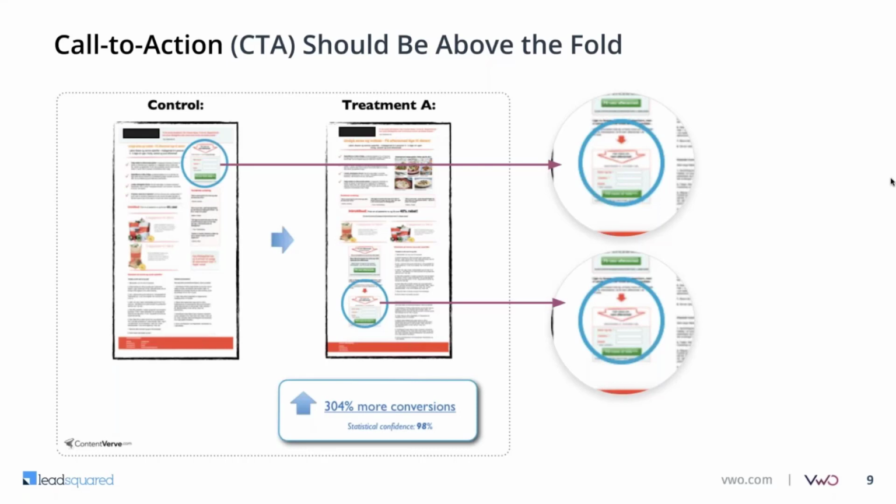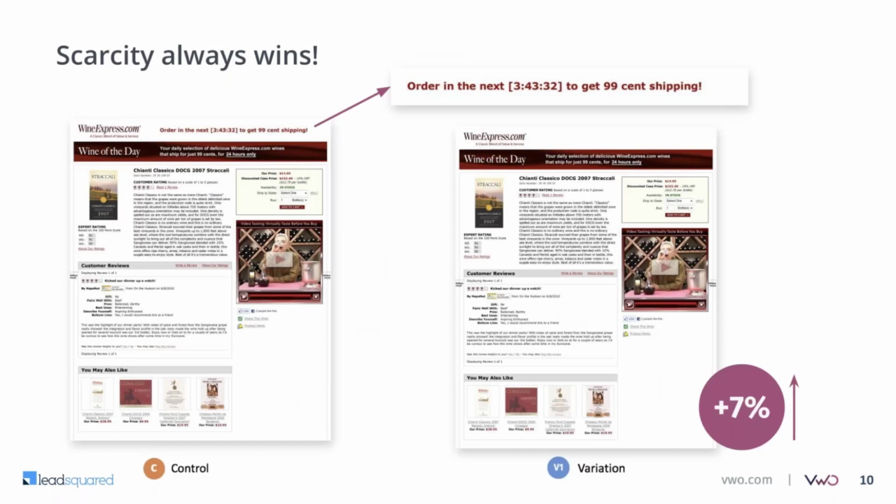All of us know that it's very important to create a fear of missing out, and we have seen that work for a lot of websites and become a best practice. So let's take this example again. This is wineexpress.com, which sells wines, and what they did was they ran an experiment wherein in one variation they created scarcity, where they said that if you order in the next few hours you get shipping at a lower cost. And in the other variation, they actually removed this, and surprisingly they got more conversions in the place where this was not shown.